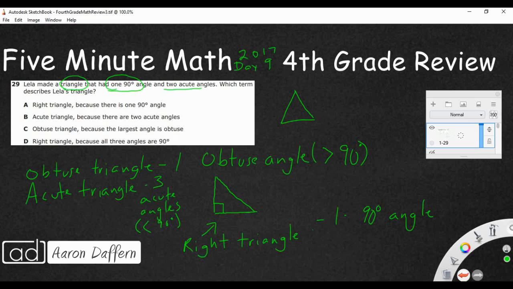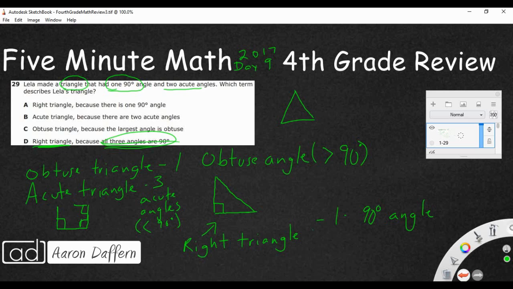So let's look at our answer choices here. This says right triangle. We're not going to say that because all three angles are not 90. If you have three angles that are 90, this is what you have, and it's impossible to make it a triangle. Actually, that would look more like this. You'd have 1, 2, 3. And that's not a triangle, that's almost a square or a rectangle.